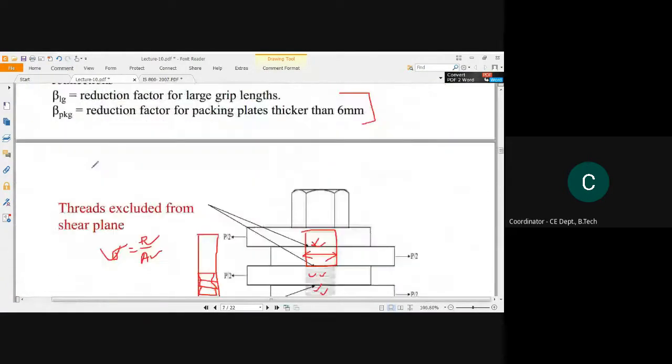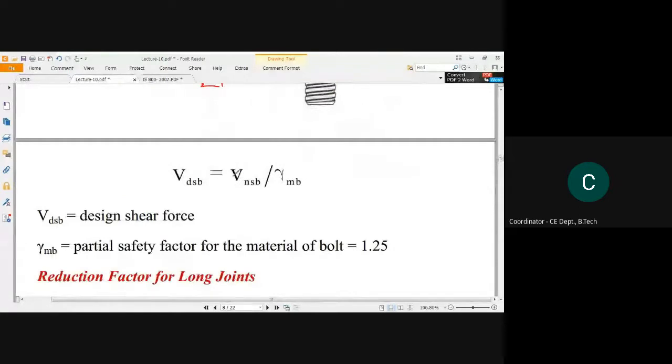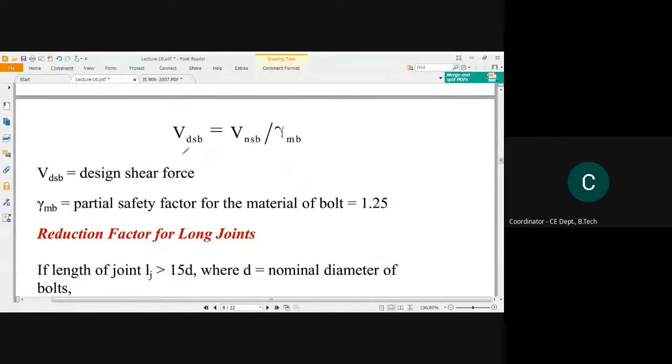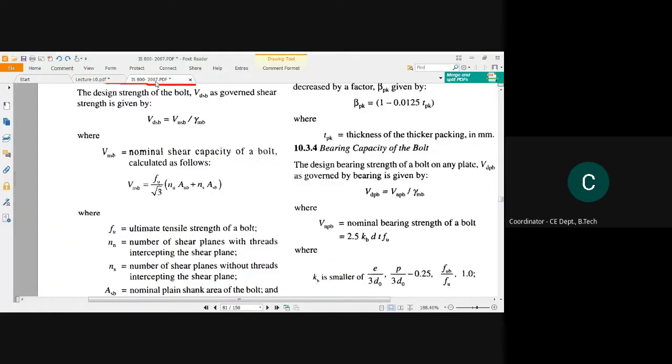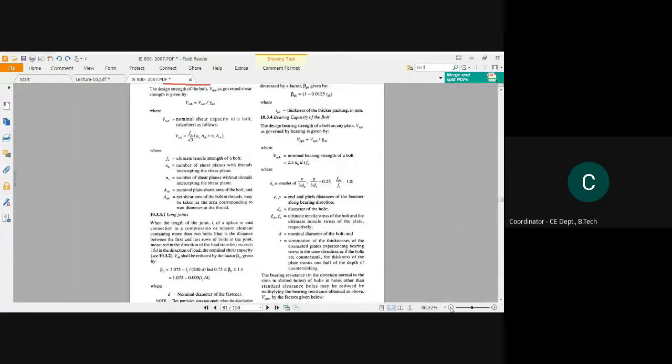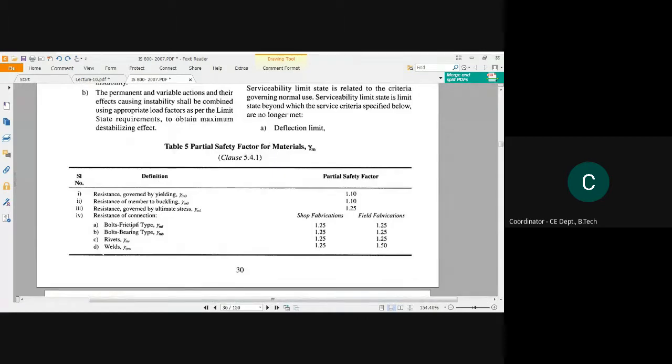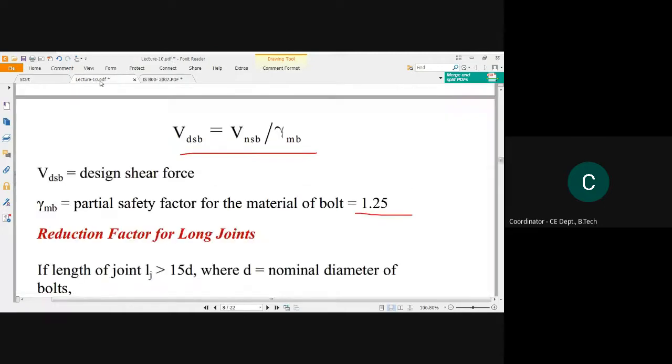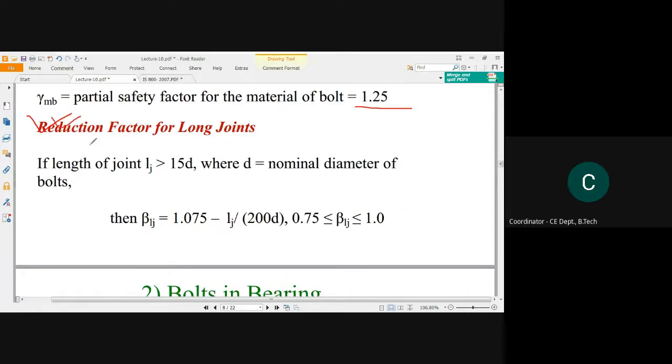Well, next is this. I have already explained, and this partial safety factor value has been given in the IS code. I will show you that later. Just let me, I have to search it because I have forgotten where the factors of materials are given. Okay, from this we can collect our data of partial safety factor. So this is again for long joint. I am not discussing it right now.